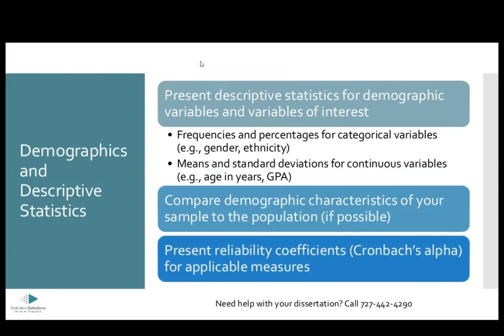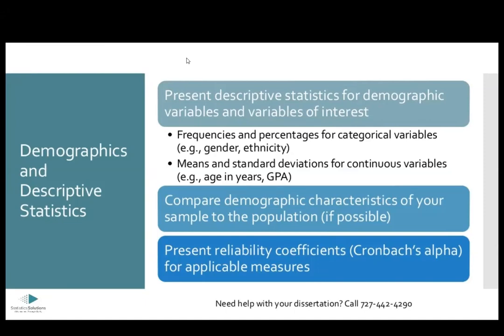Okay. So, I think what I was talking about when I got disconnected was this idea of comparing the demographic characteristics of your sample to the greater population. So here you're trying to give the reader an idea of how generalizable your results are, and how applicable your results are going to be to the greater population.